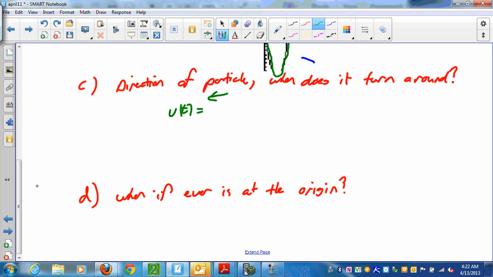The next part says, when, if ever, is the particle at the origin? Well, in part A, you found the position, correct? And remember, this is a calculator section, so when it's at the origin, the position is equal to 0, right? So if you set this equal to 0 and find its zero values, then you should be in good shape.